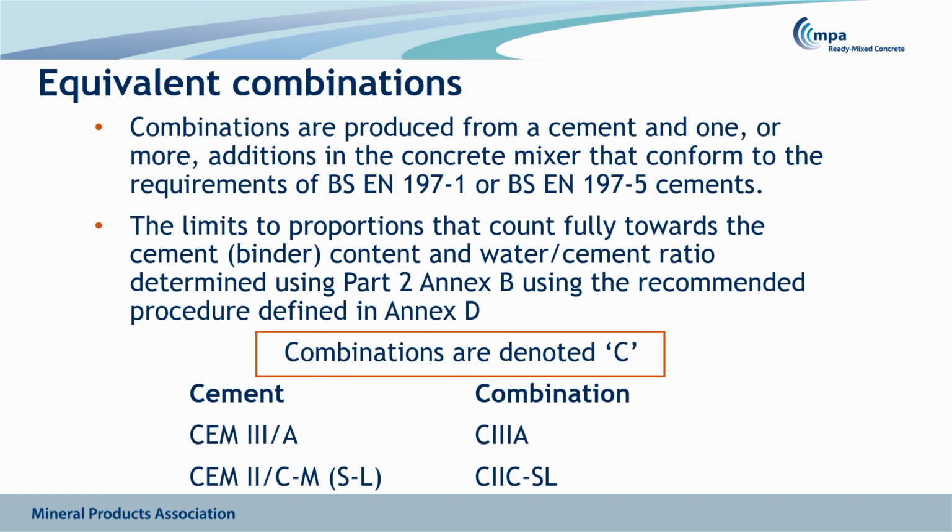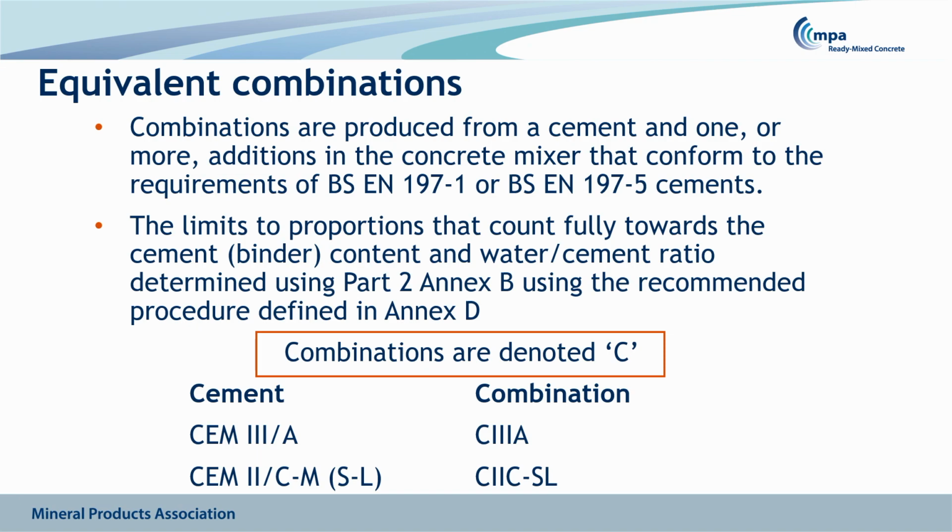Now, in the UK, we tend not to purchase cements anyway that contain multi-component additions. We use what are called equivalent combinations. So combinations are produced from a cement and one or more additions in the concrete mixer at the concrete plant. But these will conform to the requirements of EN 197 Part 1 or 197 Part 5.